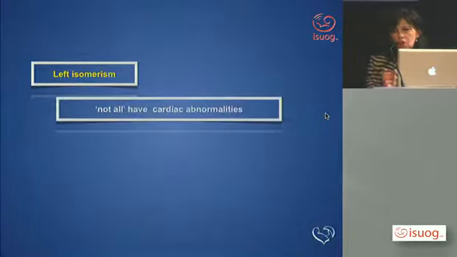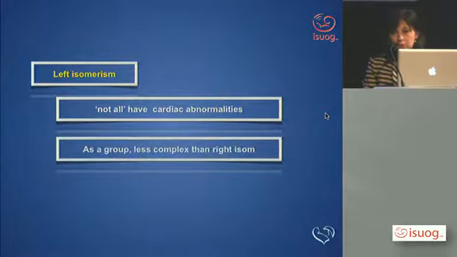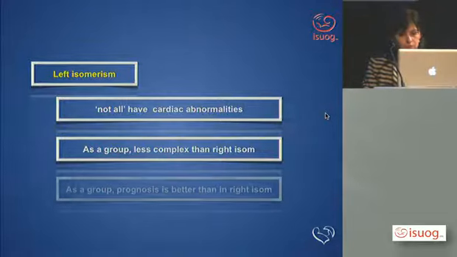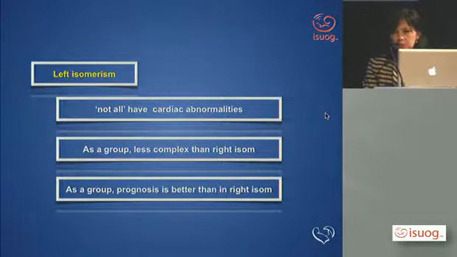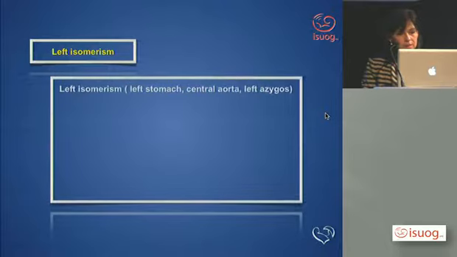Now, left isomerism. Not all of the left isomerism will have a heart abnormality that will need attention. As a group, they're less complex than the right isomerism. And again, as a group, the prognosis is better than right isomerism. So not all of them are bad news. Let's just go through a left isomerism, a list of possibilities here in the same baby.